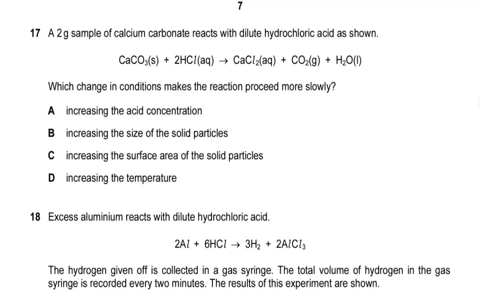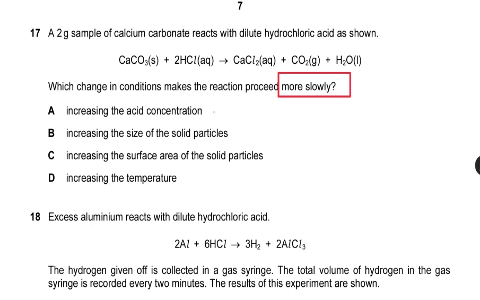A 2 gram sample of calcium carbonate reacts with dilute hydrochloric acid as shown. Calcium carbonate + 2HCl gives CaCl2 + CO2 + H2O. Which change in conditions makes the reaction proceed more slowly? So the word slowly is there. For this we have to check the options for when reactions get slower.